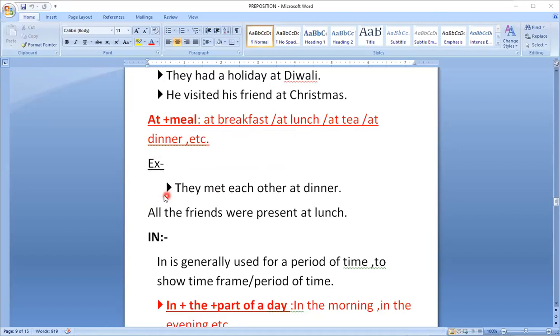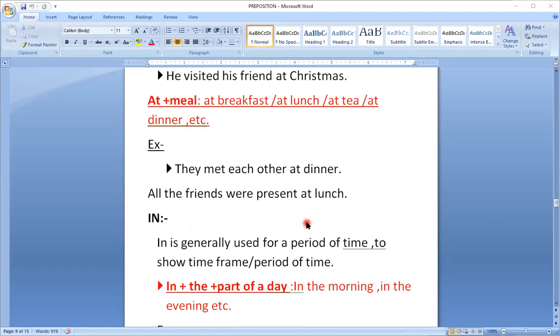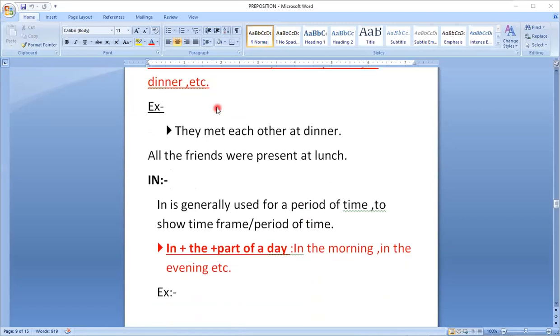Okay, now looking at the example here, students. They met each other at dinner. Where did they meet each other? At dinner. We use the at preposition. All the friends were present at lunch. We talk about lunch, so we use the at preposition before the meal. Okay, I hope you have understood the at preposition.